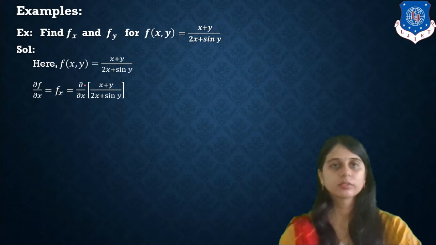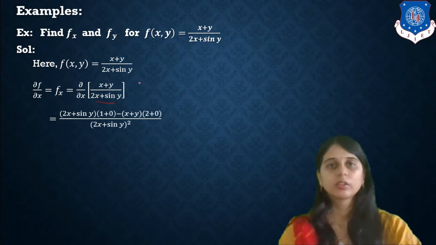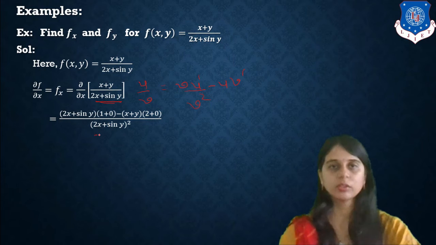Del f by del x of (x+y)/(2x+sin y). That is the u by v rule. In the denominator, v square. V as it is, differentiation of u, minus u as it is, differentiation of v. So what is our v? 2x plus sin y. It is (2x+sin y) whole square.